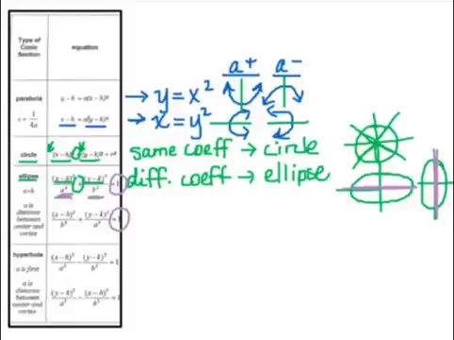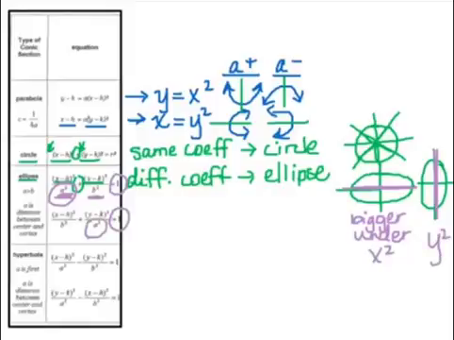And what you want to look for is, if the bigger number is under the x squared term, it's going to look like this. And if the bigger number is under the y squared term, then you know it's going to be an up and down vertical ellipse.